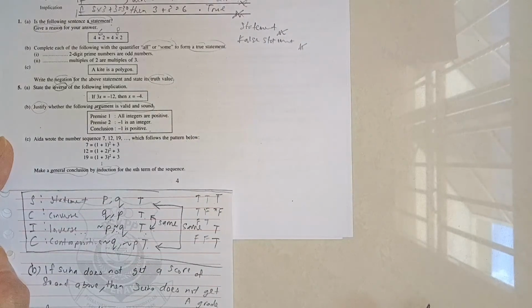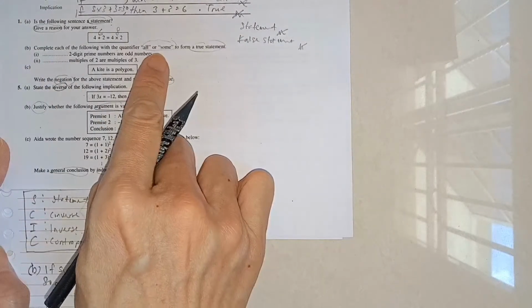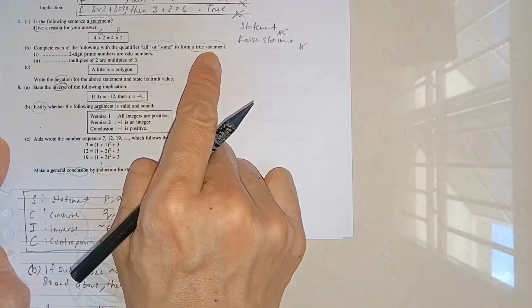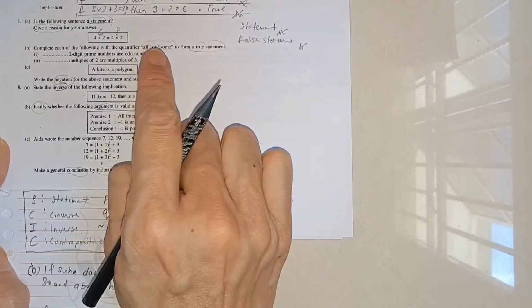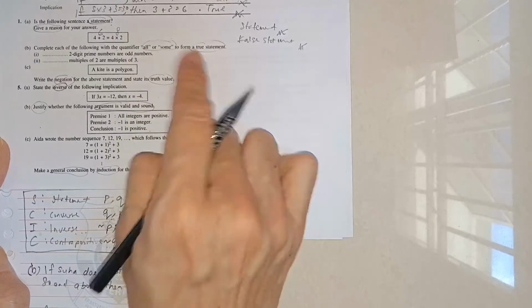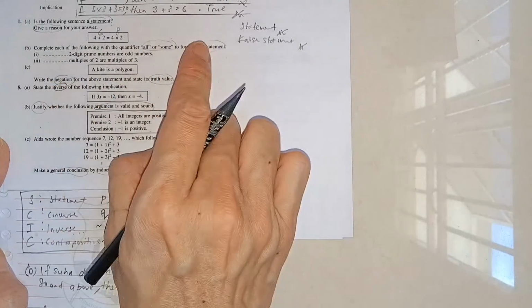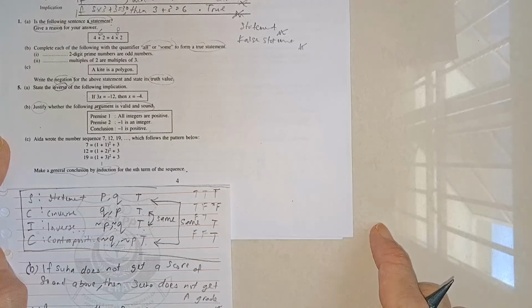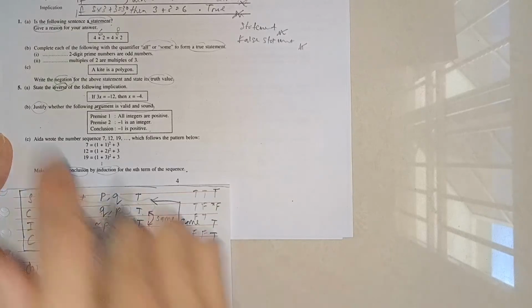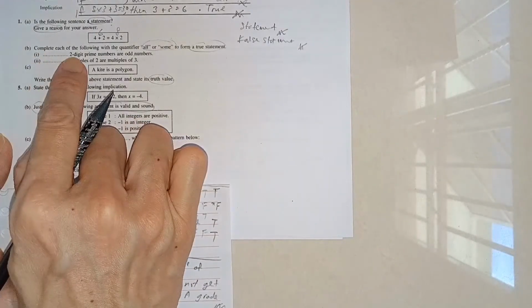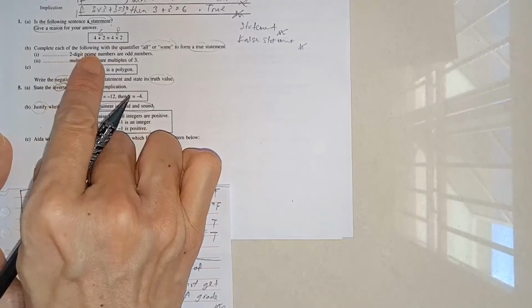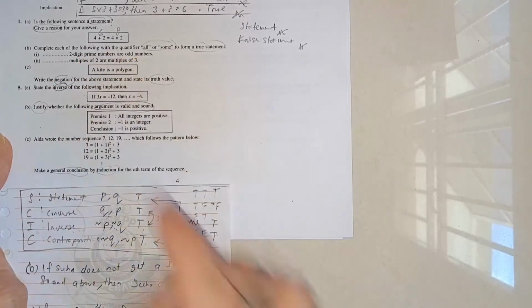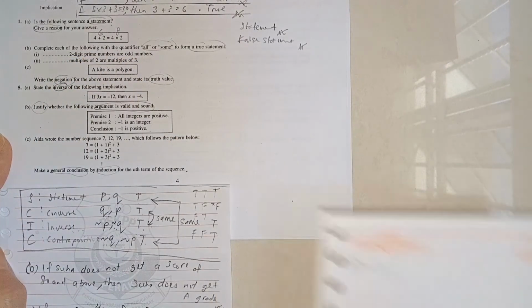Okay, very easy. So for P1, we want to find all or some, but it must be a true statement. If we want to find a false statement and the answer is all, then false is the other way around, so use some. That is the method to find all and some. So we look here: the 2-digit prime numbers are odd numbers. We must know what is a prime number and what is an odd number.